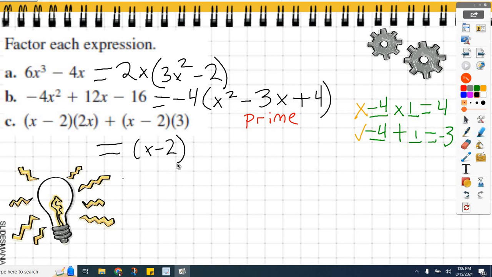So it doesn't necessarily have to be just a number or just one variable. It can be stuff that's grouped together. So then what are we left with? 2x and then plus 3. Yep. And for that one, that would be our answer. Questions so far with that? Alright.